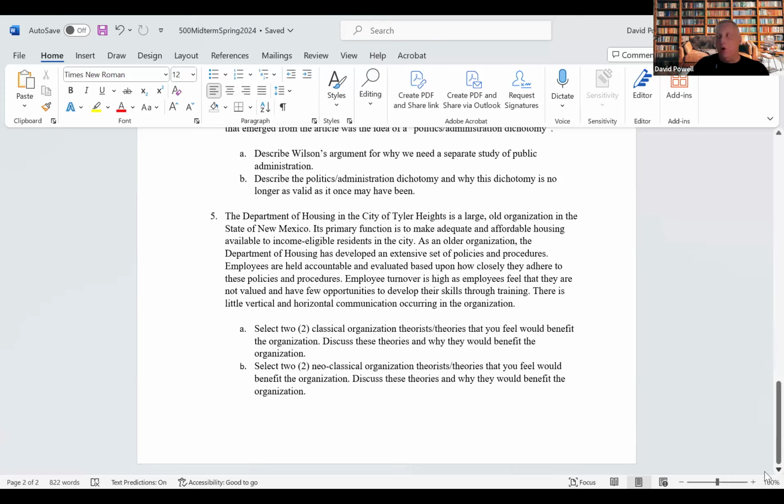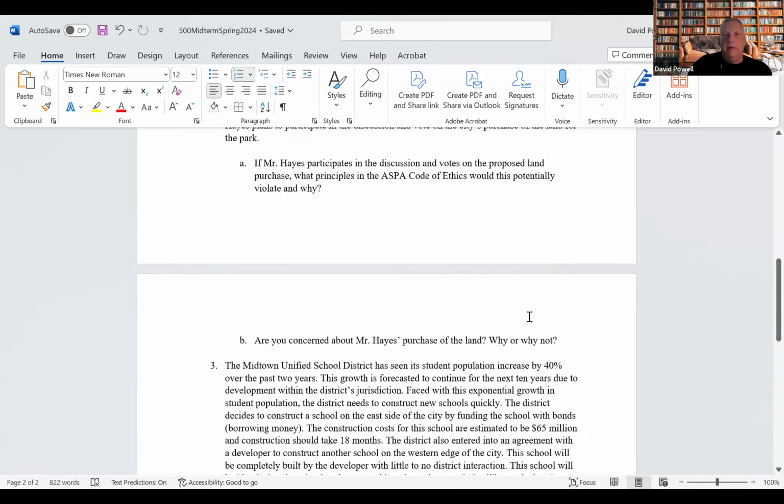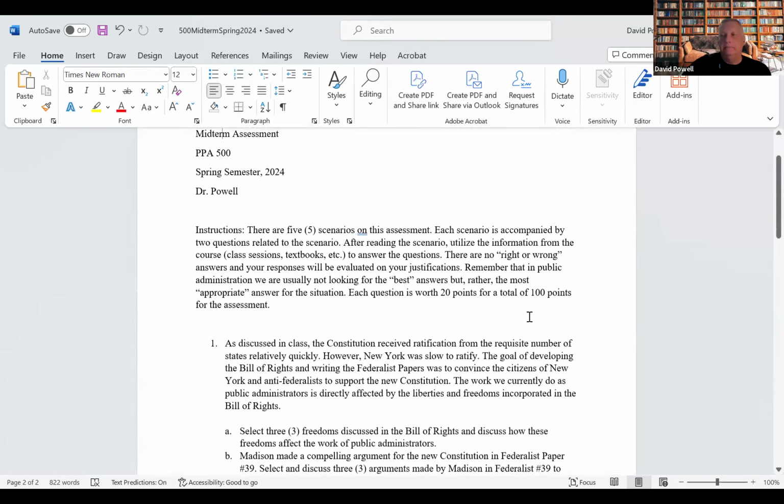Now, certainly, if you need to go beyond a couple of paragraphs, that's understandable. I'm not going to stop reading after I've read 2 paragraphs for the question, but you can always go beyond that. But you don't have to write a thesis or a dissertation. 1 or 2 paragraphs certainly would be a parsimonious answer to each one of these questions. So that's the midterm assessment. Are there any initial questions about the midterm assessment?